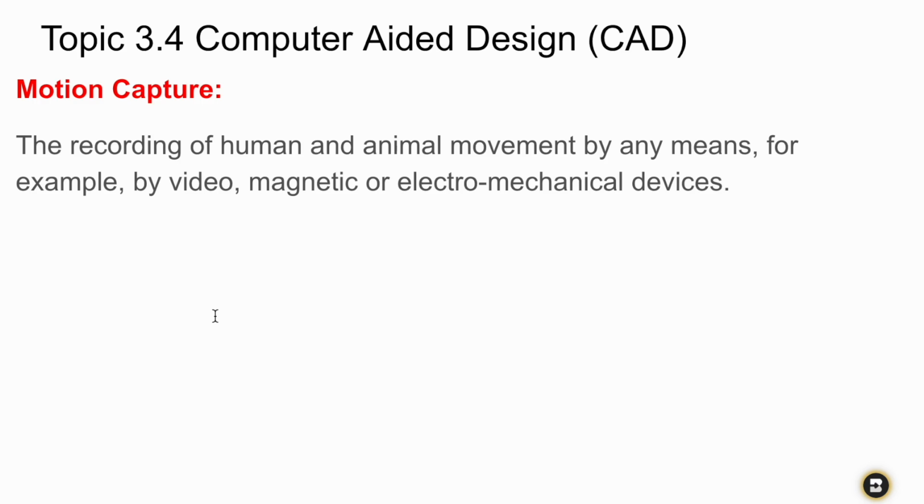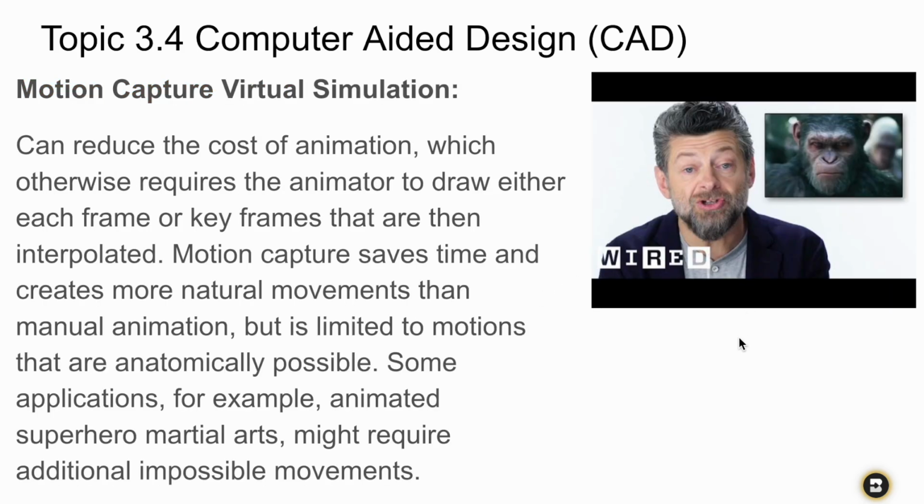Motion capture is the recording of human or animal movements by any means, for example, by video or magnetic or electromechanical devices. This video is great. It really shows you how you can video capture people, and you use motion capture a lot, of course, in Hollywood movies. This is Planet of the Apes. You may recognize this guy, maybe he's the one who played Gollum in Lord of the Rings, but he also played Caesar in Planet of the Apes. He's been in a ton of different movies, and he's often done video capture. So, yeah, watch this video. It's actually quite entertaining and good.